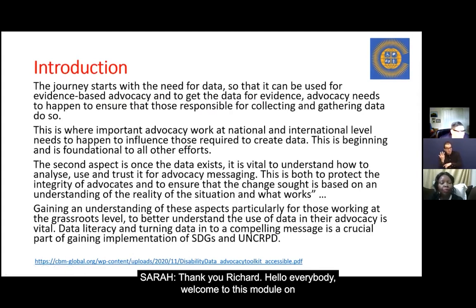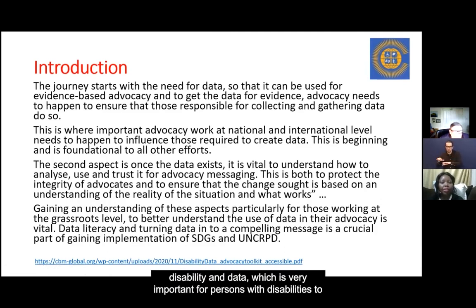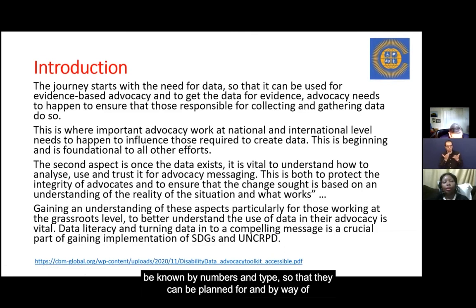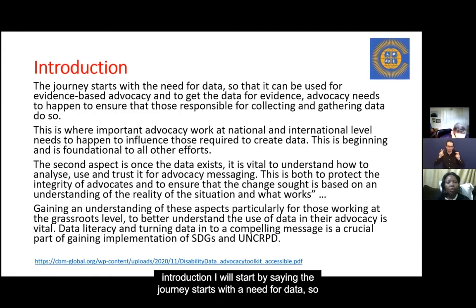And hello, everybody, and welcome to this module on disability and data, which is very important for persons with disabilities to be known by numbers and types so that they can be planned for. And by way of introduction, I will start by saying the journey starts with the need for data so that it can be used for evidence-based advocacy.